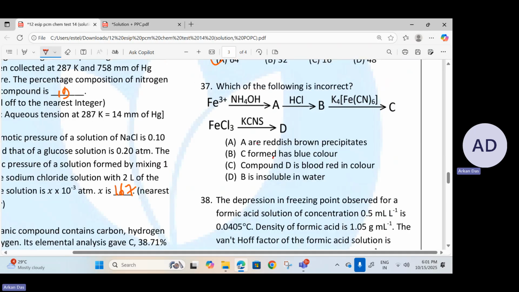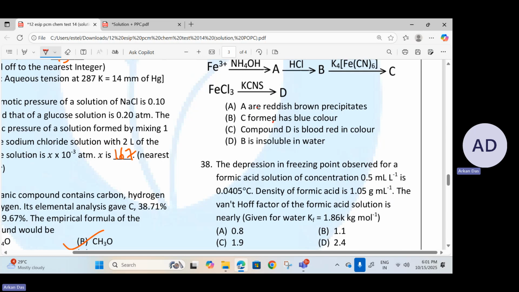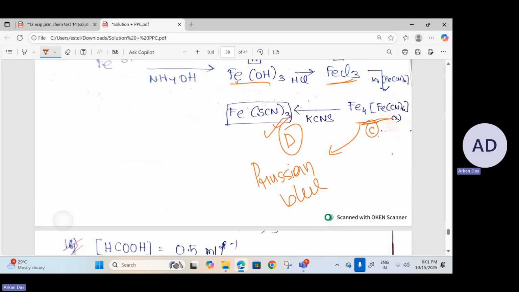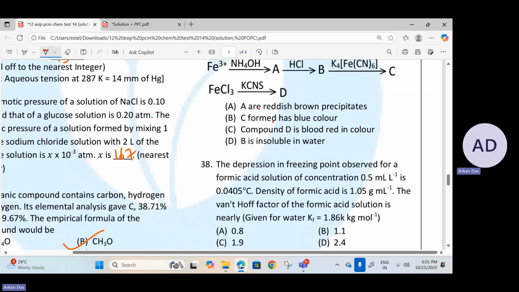Option C is correct. Now compound D is blood red in color. No, CNS minus is blood red in color, not this one. So this one is not blood red in color. So it is not a correct statement. So the answer is option C.